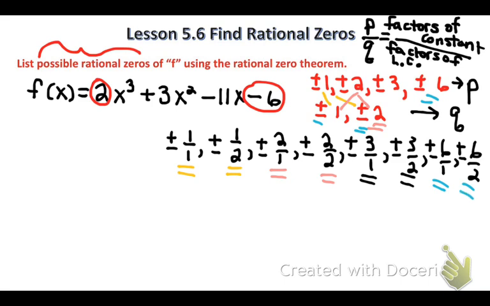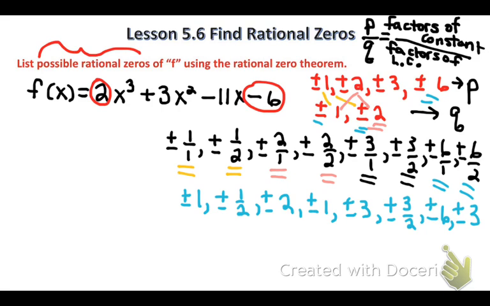We're going to clean this up a little bit by simplifying. We can see that we have plus or minus 3 twice because 6 over 2 was 3, so we can get rid of one of those. And then we also have plus or minus 1 twice because 2 over 2 was 1, so we can get rid of that one. So there's actually 6 possible rational zeros, or x-intercepts.